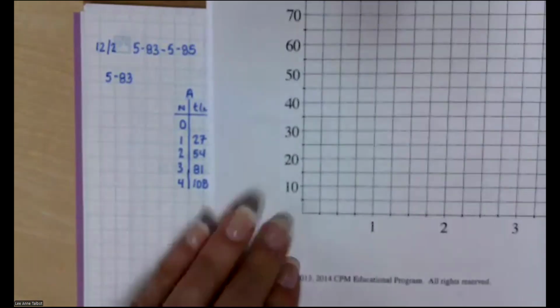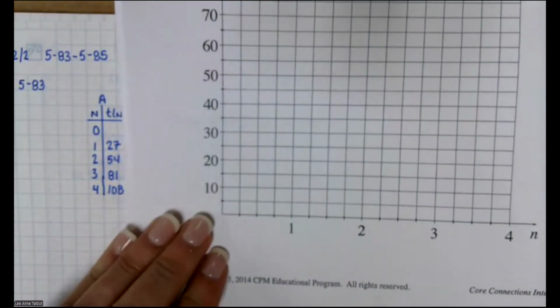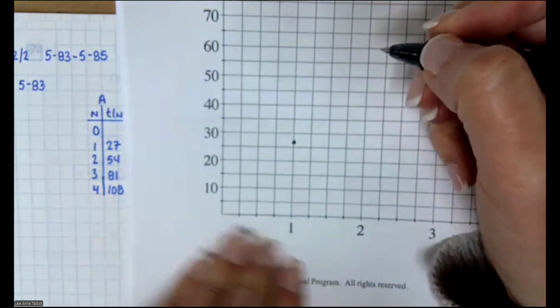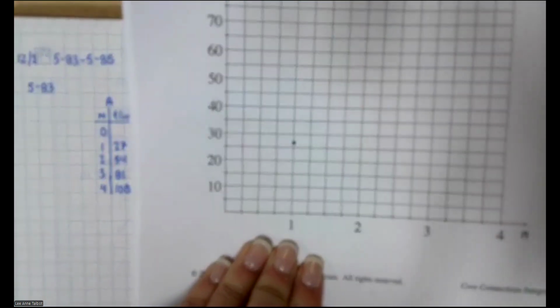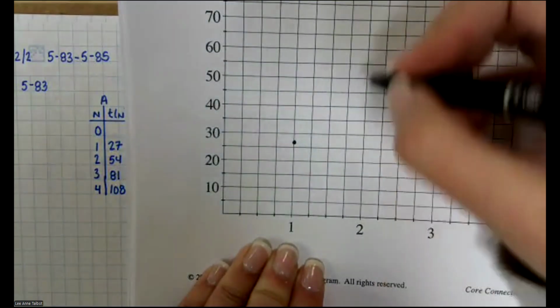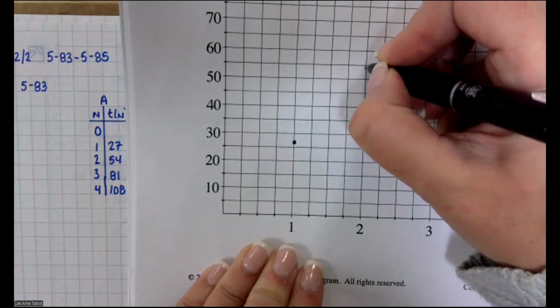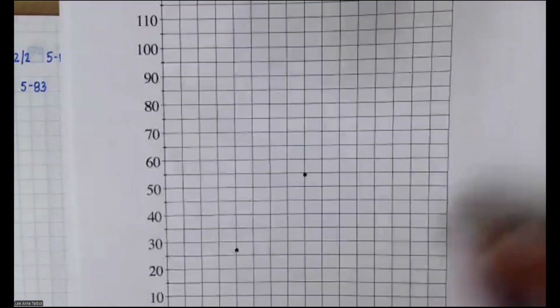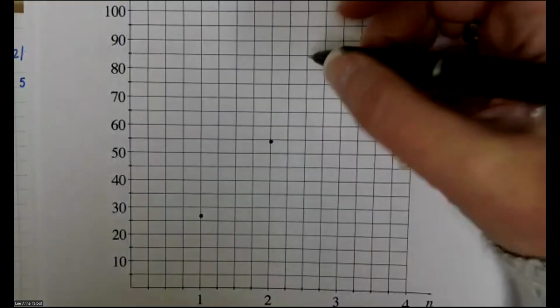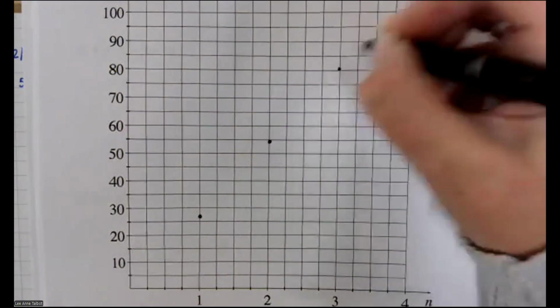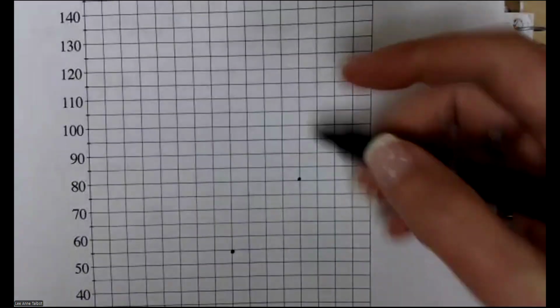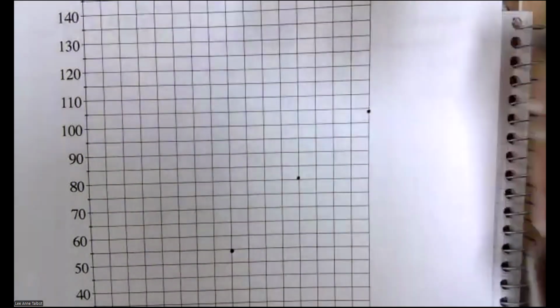So starting with sequence A, I'm going to get you started and then I'm going to let you work on it. So 27 would be like right here. 2, 54. 3, 81. 4, 108.